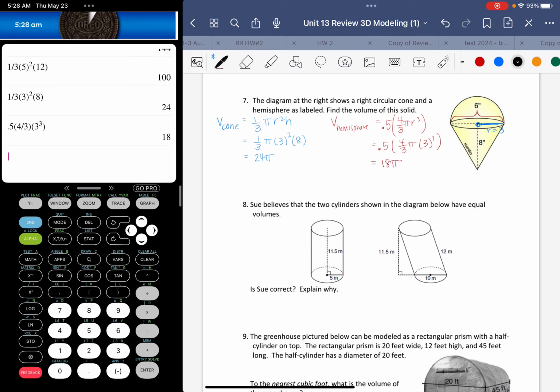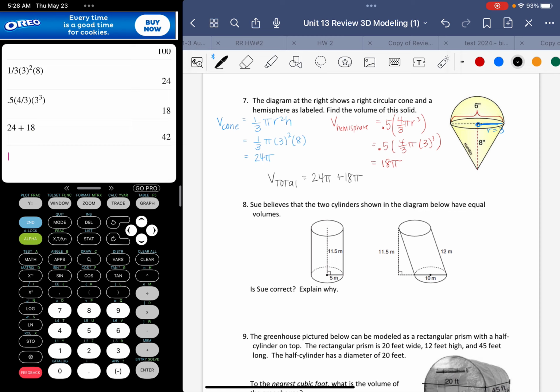Now the total volume is going to be if I add those two together. So it's going to be 24 pi plus 18 pi. And 24 plus 18 is 42. So 42 pi. So that is my total volume.